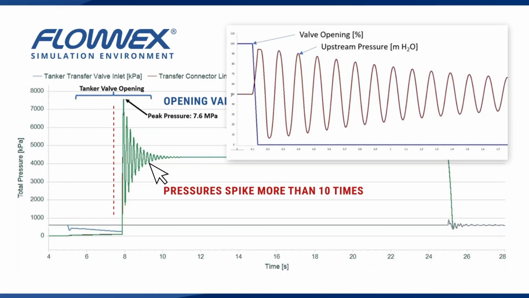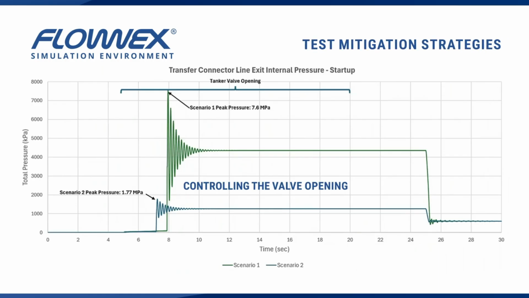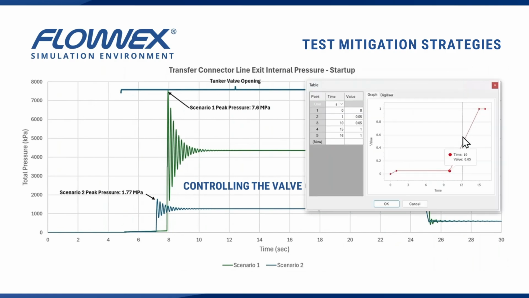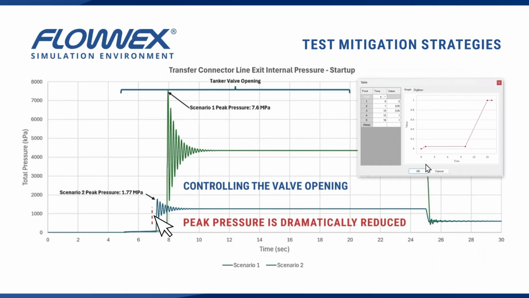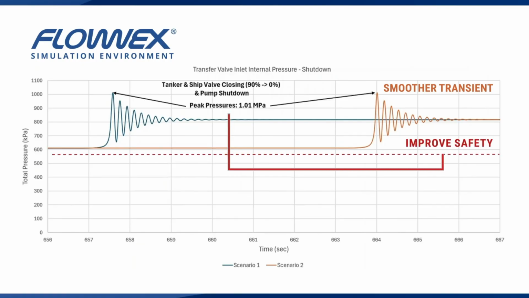Rather than accepting these pressure spikes, Flownex enables engineers to test mitigation strategies, such as slowly opening valves or adjusting valve opening sequences. Implementing these mitigation methods in a Flownex simulation of the example problem, the Flownex results show here that the peak pressure is dramatically reduced, from over 7 megapascals to less than 2, while maintaining stable operation. This also reveals an important trade-off. Smoother transients improve safety, but slightly increase transfer time, a balance engineers must evaluate at system level.